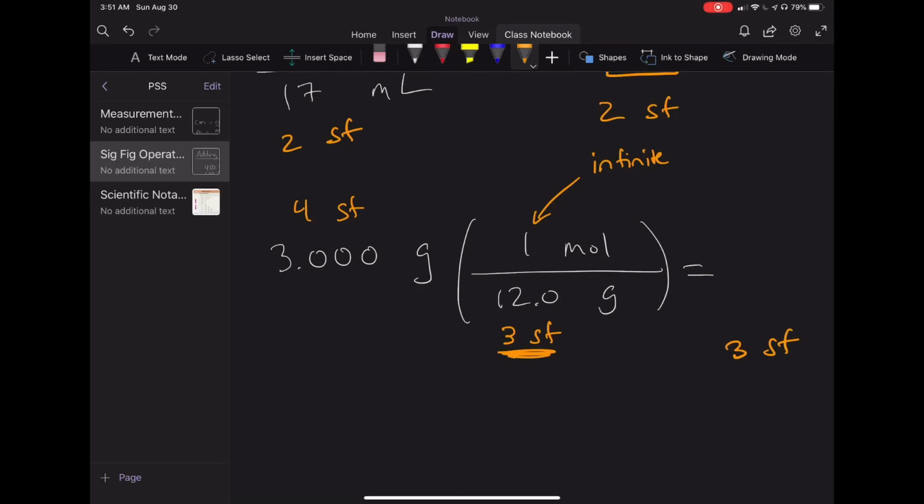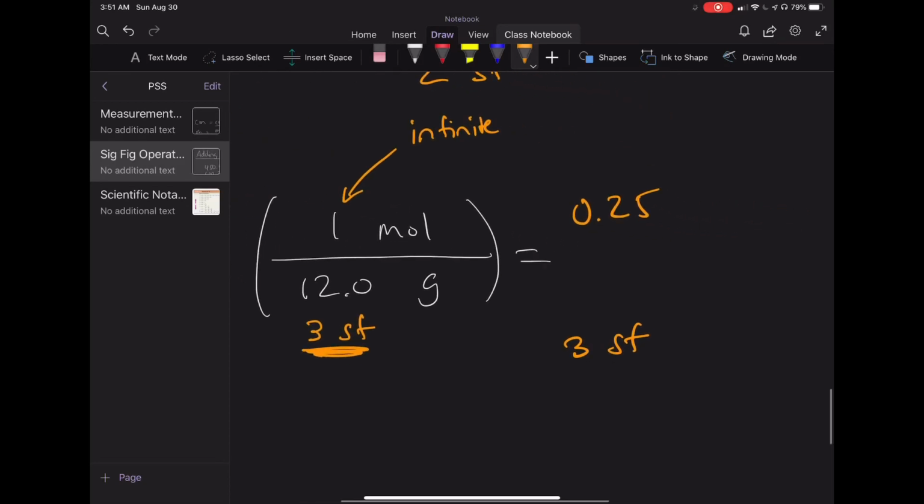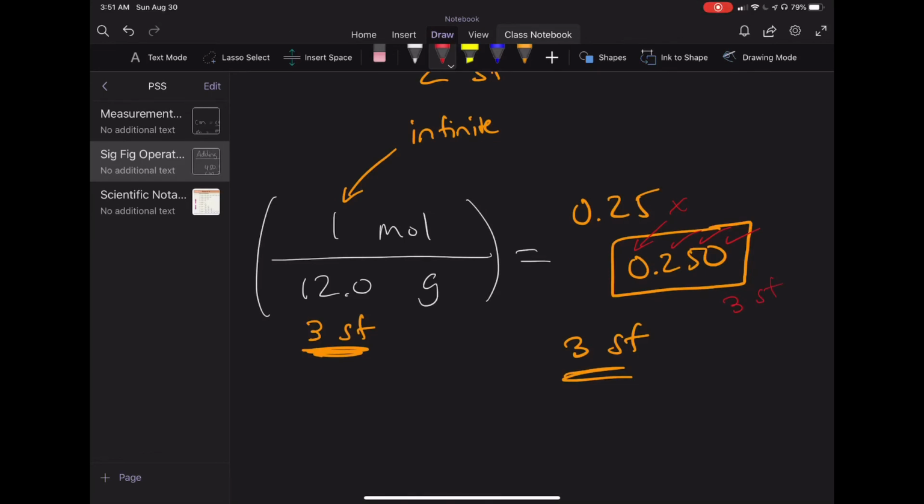Our calculator tells us 0.25. Now 0.25 by itself as written has only 2 sig figs, but we need to have 3, which means we're going to have to add a 0 to our answer so that our final answer actually has 3 sig figs. So again, this first 0 doesn't count. That's a placeholder 0, but the other digits, including the 0 we just added, those all count. So we get 3 sig figs for our final answer.